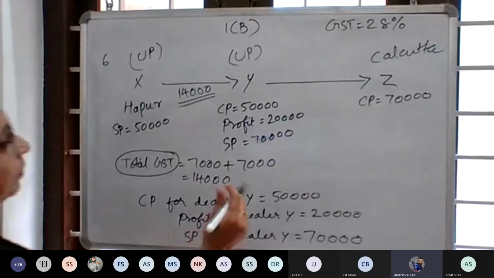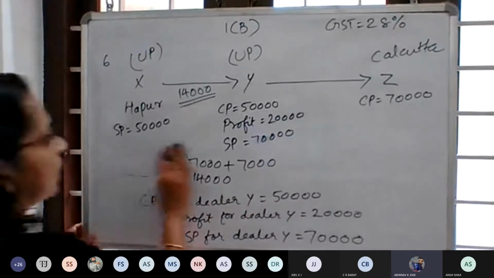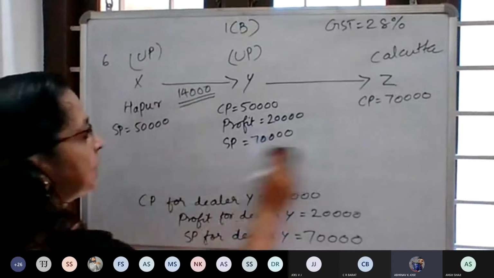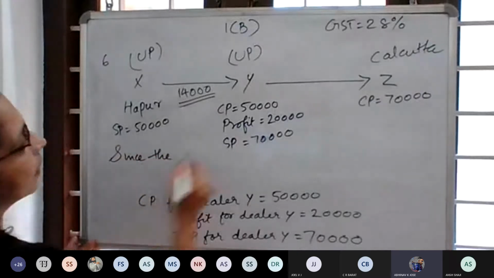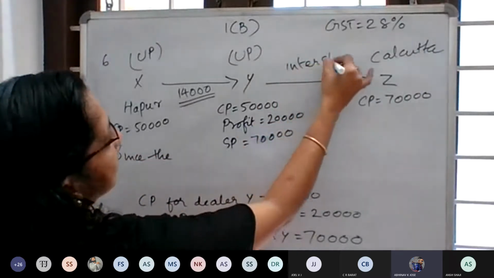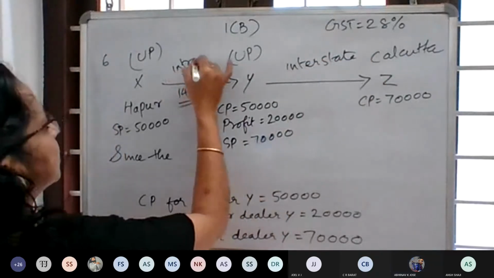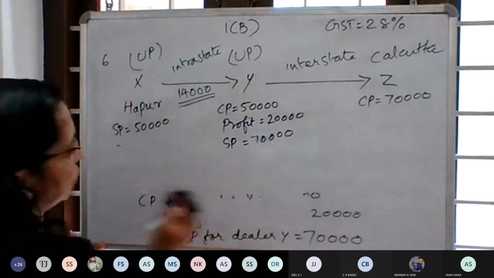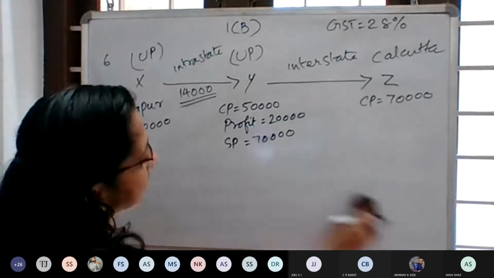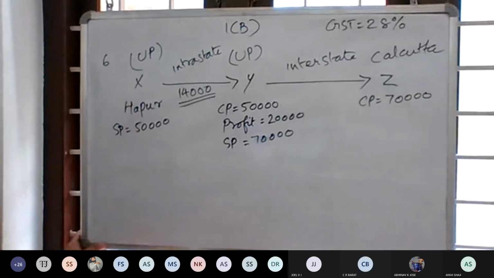Next step one. Since the transaction is from Y to Z, it is an interstate transaction. Interstate here, intrastate here. Since the transaction from Y to Z is an interstate transaction, what do I want?